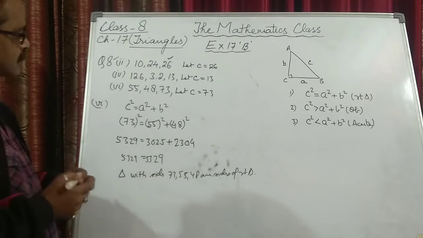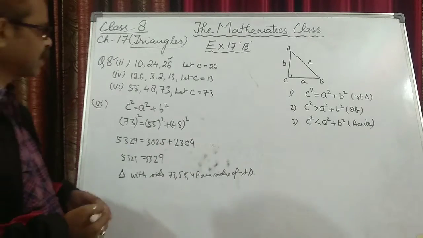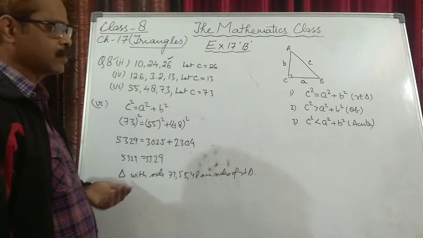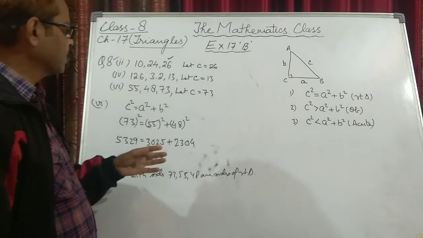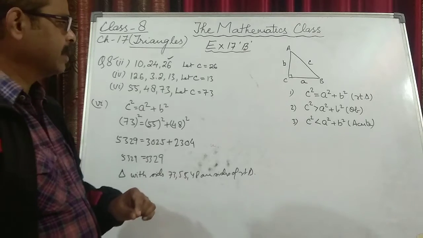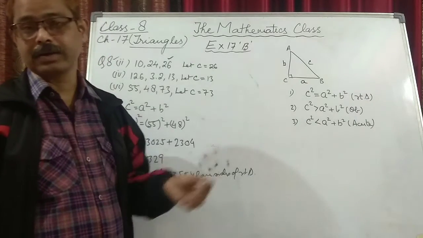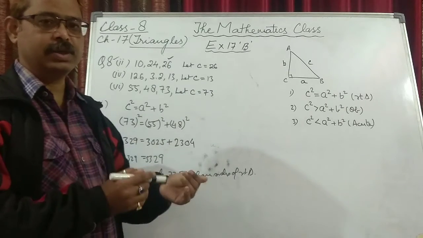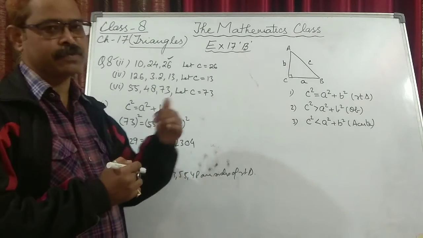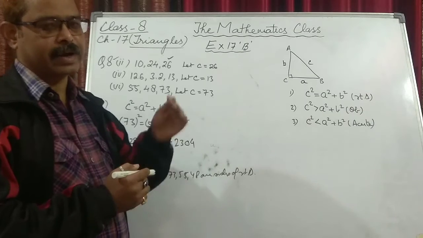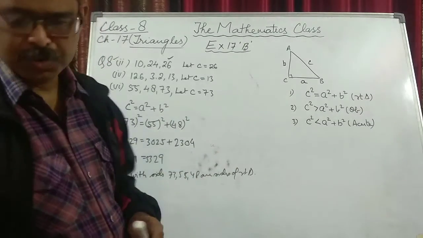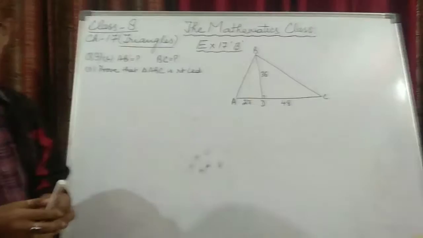In some cases, in maybe some other parts, you may get the value of C square greater than A square plus B square. If you get so, then that will be an obtuse angle triangle. And in some cases, if you get the square of C less than the sum of A square and B square, then that will be an acute angled triangle. Now we move on to the ninth question.